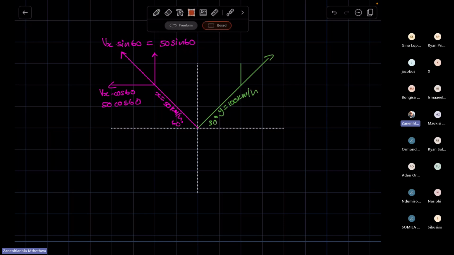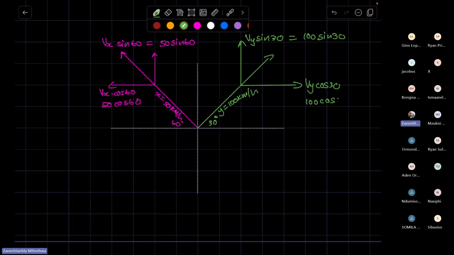So this one being the vertical component, this being the horizontal component. The horizontal component would be, let's say, Vy cos 30. The vertical component would be Vy sine 30. So essentially this would be 100 sine 30, and this one would be 100 cos 30.